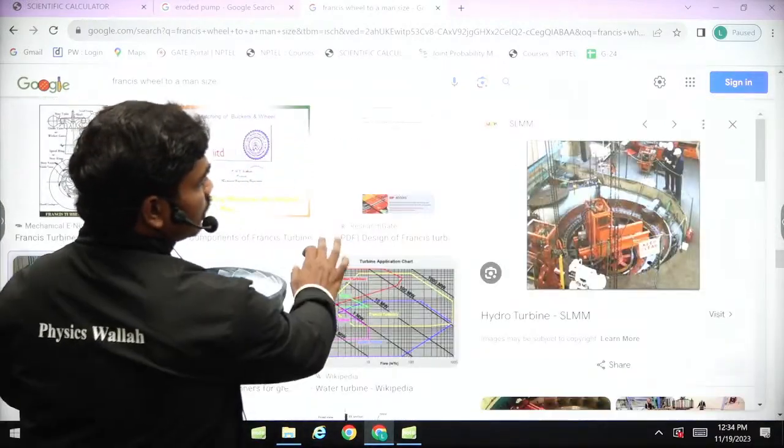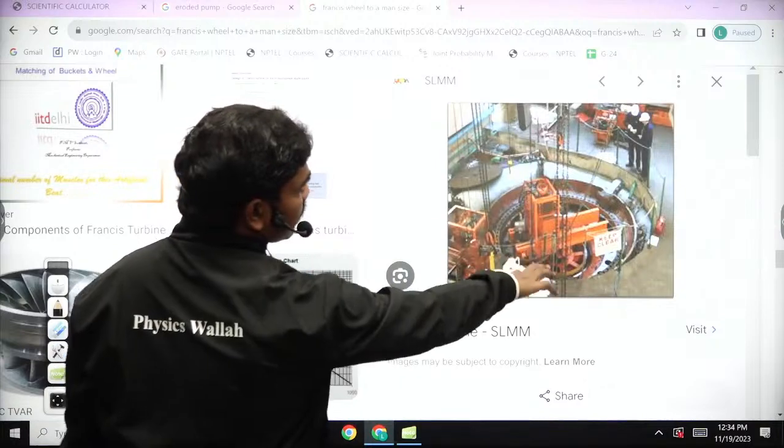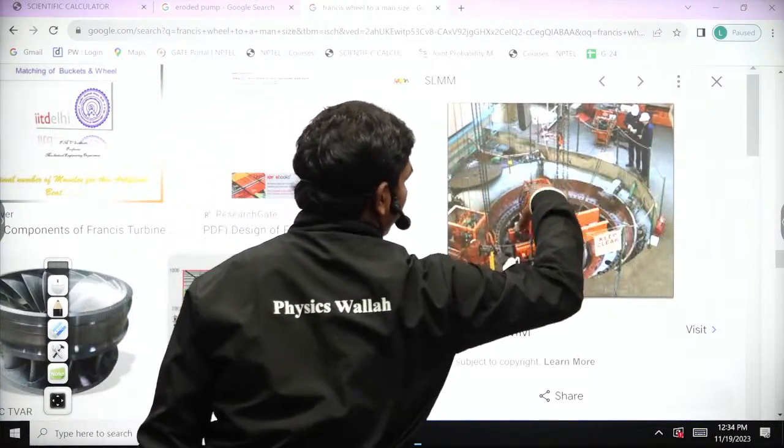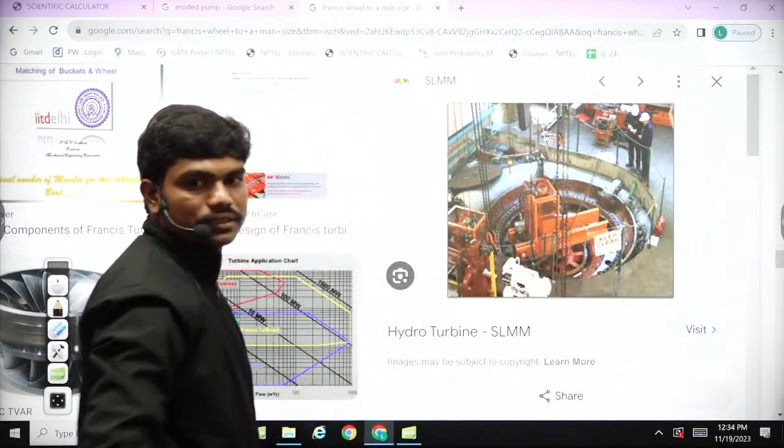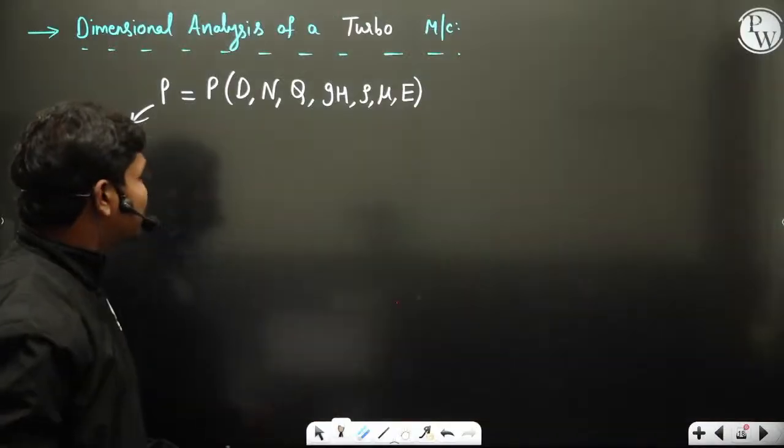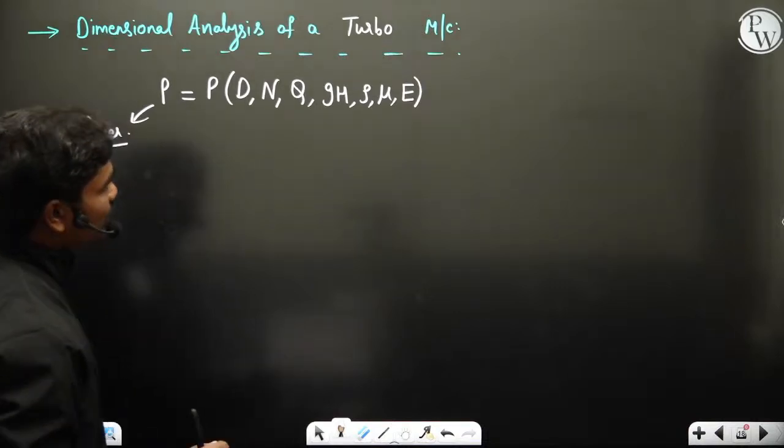You can see this is a big massive structure, and compared to the wheel diameter, you can see this is like 3 to 4 times a human's height. So you can understand the scale of this. So anyway, this is the case for power.